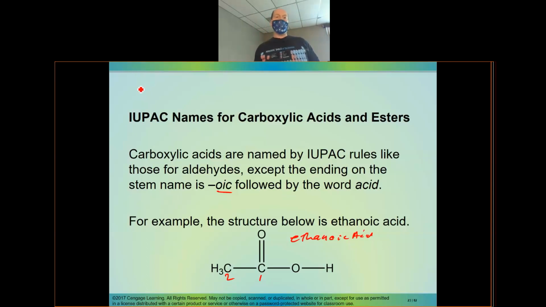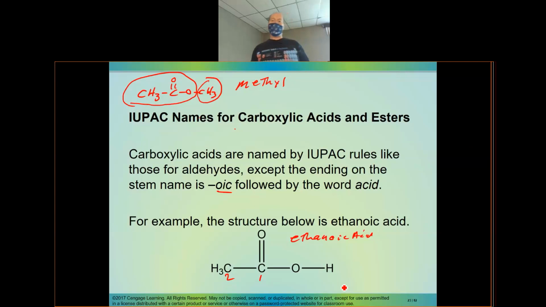Now if I put a methyl on both sides of that, CH3, C double bond O, and then an OCH3, now I have an ester. To name an ester, you name the group coming off of the oxygen first. Then you name the remaining part as a deprotonated carboxylic acid. And so this is a methyl. And when you take the H off of an acid here, so if we take the H off of this ethanoic acid, now it is a minus.